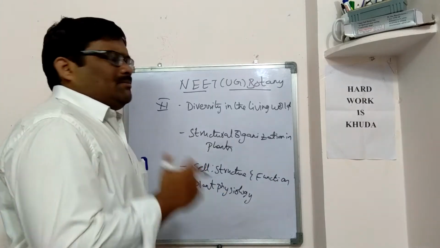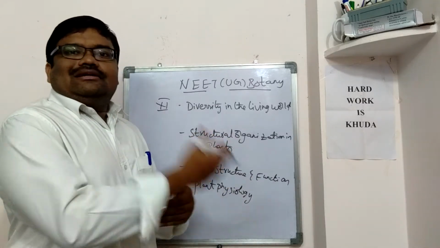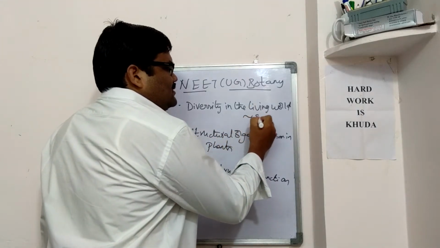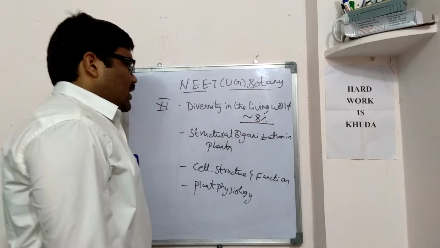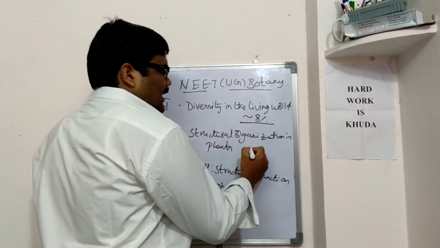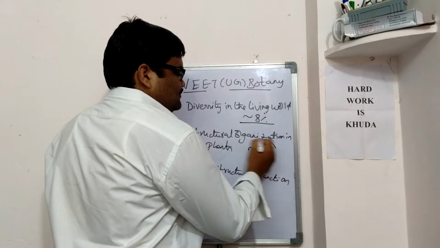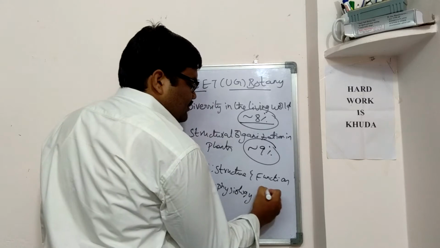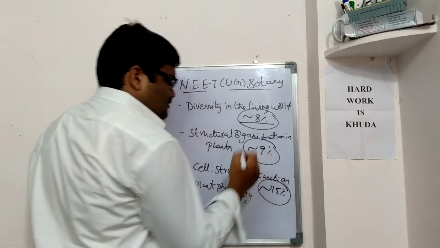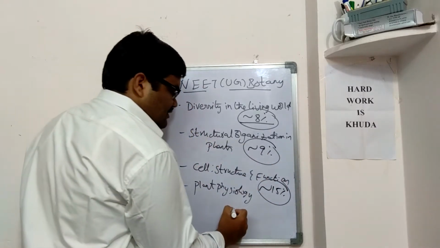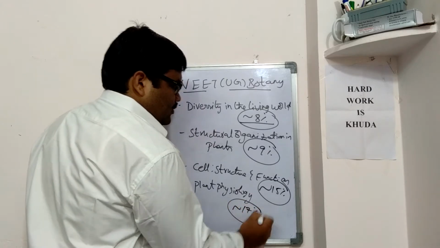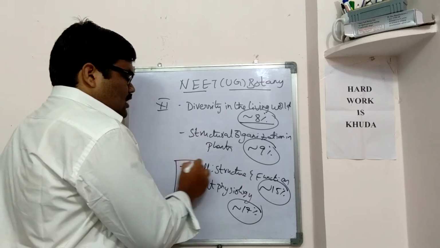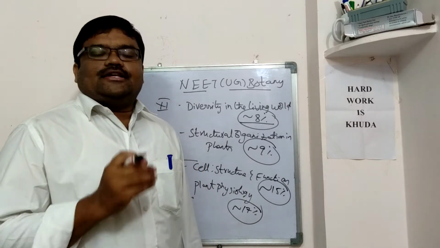Based on expert analysis and prediction over the years, diversity in the living world may occupy around 8%, whereas structural organization in plants may occupy around 9%. Cell structure and function may occupy around 15%. With respect to plant physiology, which is important, it is around 17%. So it is very clear that cell structure and function, and particularly plant physiology, are very important from the NEET examination point of view.